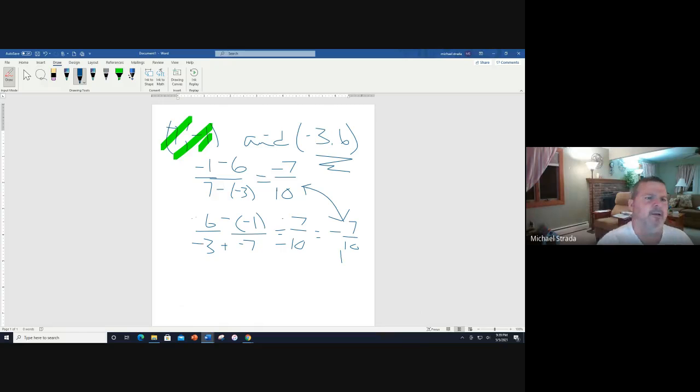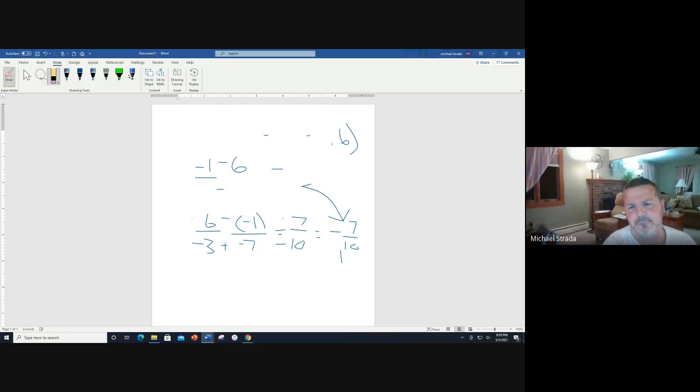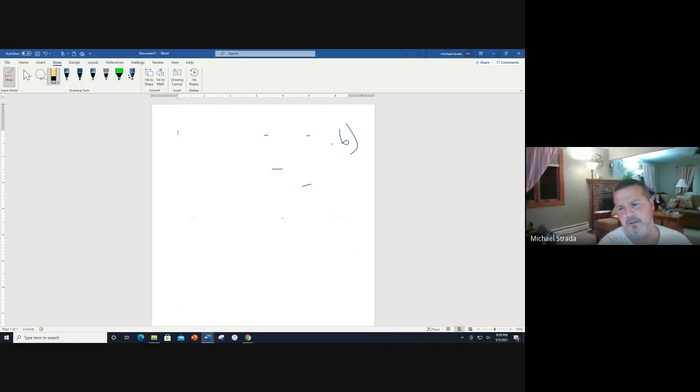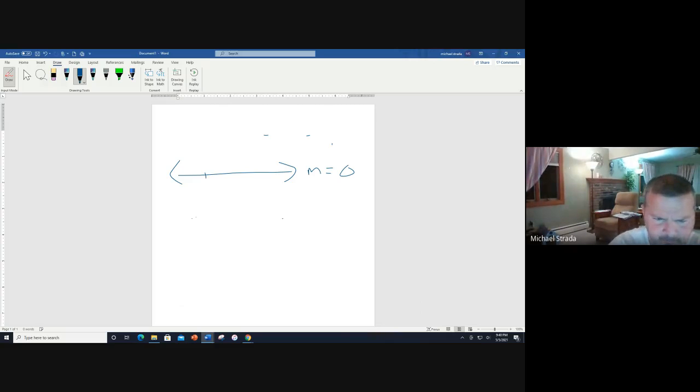All right, the last thing I want to talk about is the role of 0 with slope. And that would constitute horizontal and vertical lines. All right. So if we have a horizontal line, the slope is 0. That's because if I pick 2 points, let's say this was (1, 3), and this was (8, 3), and we did slope, 3 minus 3 would be 0 over 7. 0 divided by anything is 0. So a horizontal line, the slope would be 0.